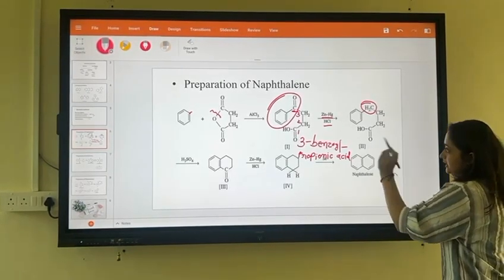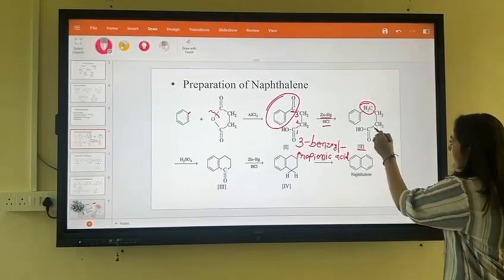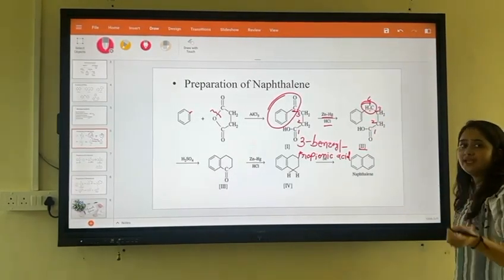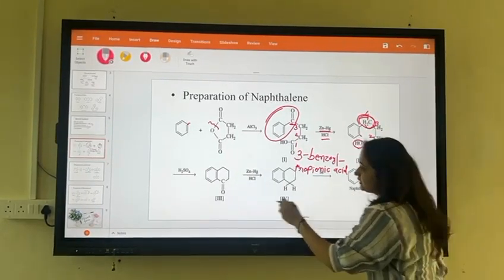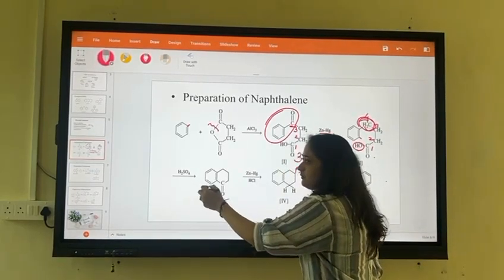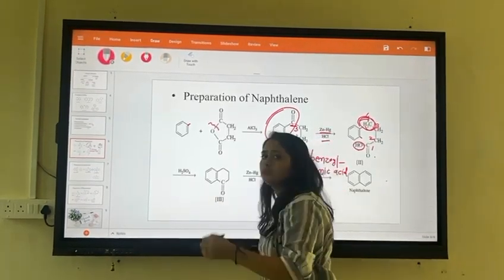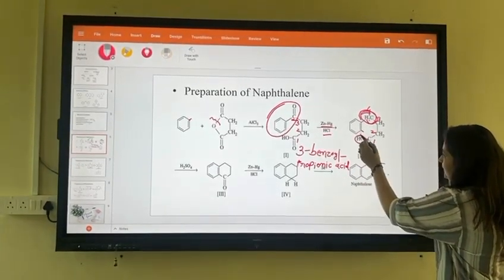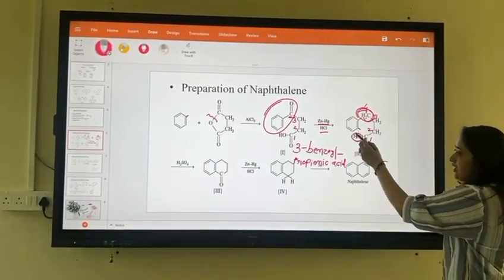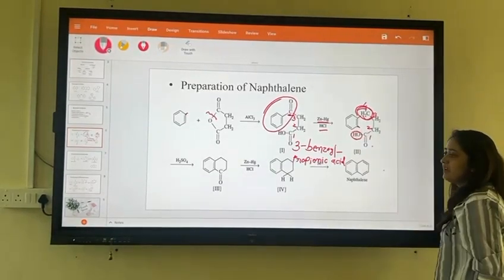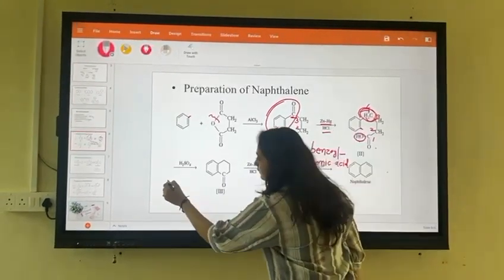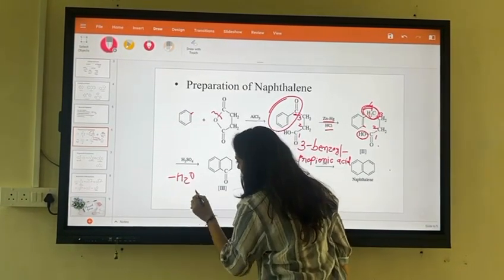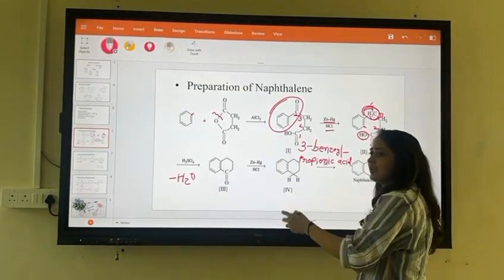This is our second intermediate, numbered 1, 2, 3 and 4, 4-phenyl butyric acid. Now the 4-phenyl acid is reacted with H2SO4. This step is known as the elimination of water, or the cyclization step. Here one OH minus from the carboxylic acid and one H plus from the benzene ring are removed as one mole of water. The intermediate generated is known as tetralone.